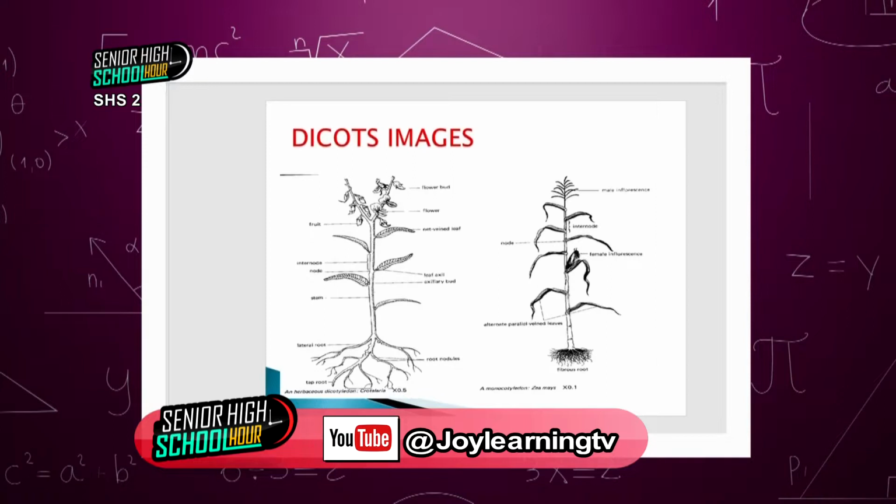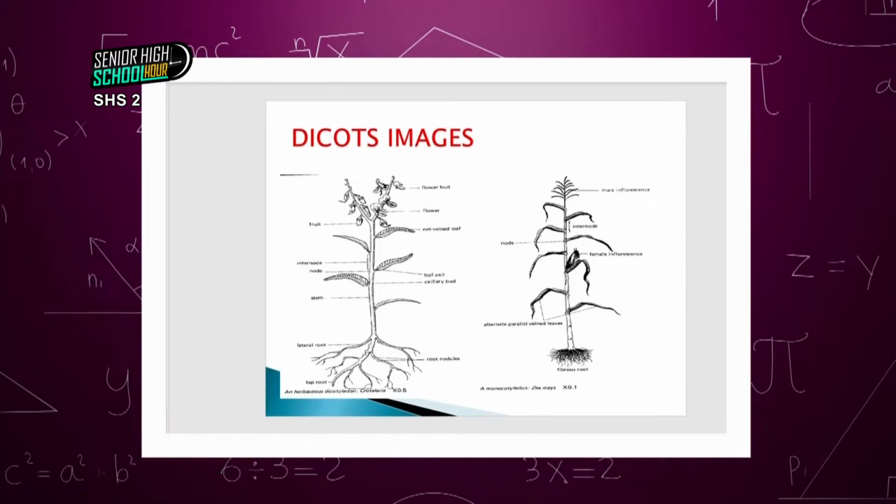So on your screen is the last picture for today's lesson, trying to show the difference between monocot and dicot. On your right is your monocot leaves, that's your maize, and on your left is the crotalaria plant, having all that I discussed.